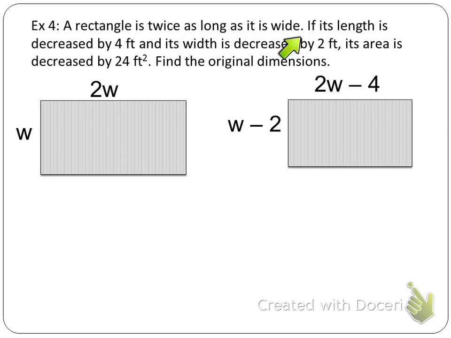So the way I would do it, if its length is decreased by, and its width is, so here's kind of where you want to start. So its area, so this guy's area is, hold on, no, we're talking about the original guy, right? A rectangle is twice as long as it is wide. If its length is decreased by 4 feet and its width is decreased by, okay, so we're back to talking about the original. Its area, so the original one's area is where your equal sign goes. Decreased by 24, okay? So this area is decreased by 24. All right? So which one's smaller? This one. So which one needs the minus 24 with it? This one. Yep.